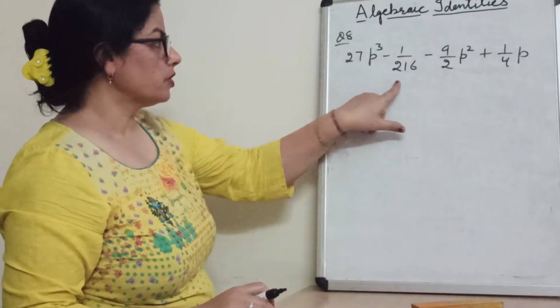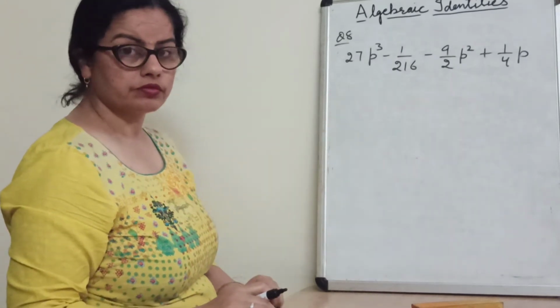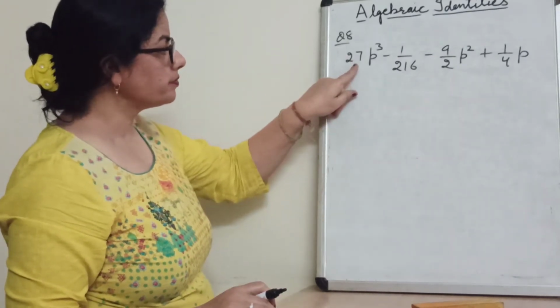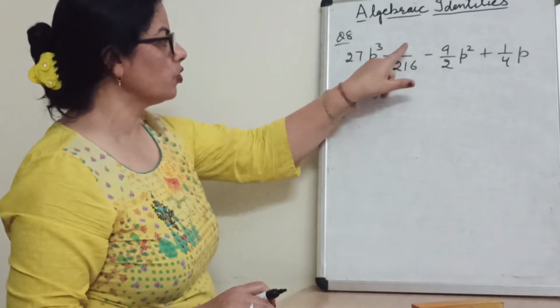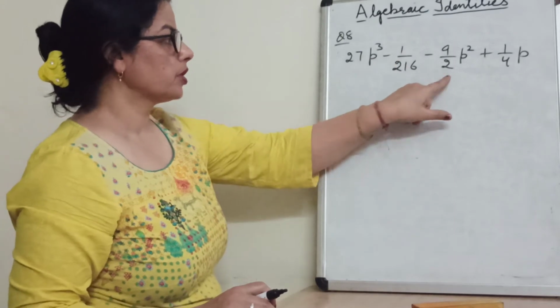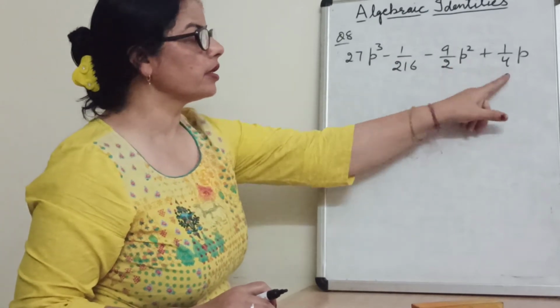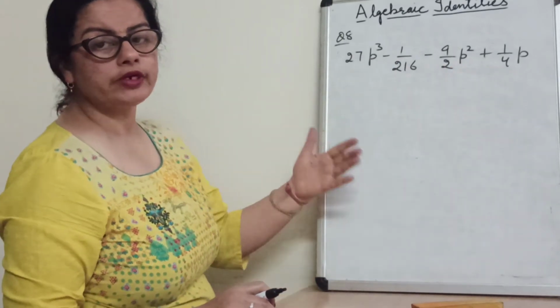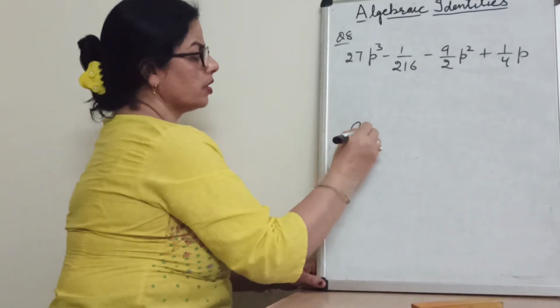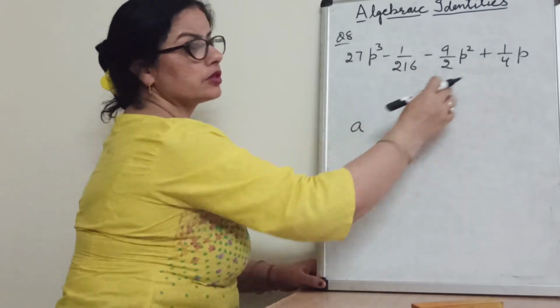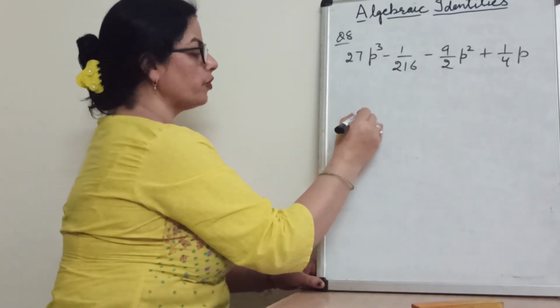See, four terms are there. Cube is here, and this term also we can write in the form of cube, 1 by 6 whole cube, and two terms are here. Here no cube is there. So how we will do this sum? See, you know these are four terms, and which is the formula related to four terms?